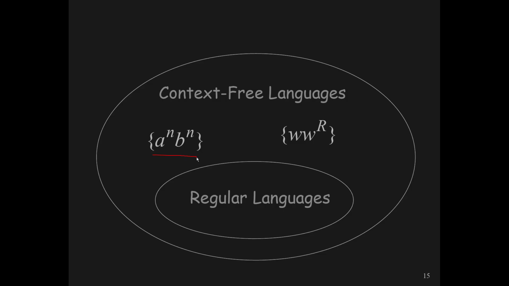So this is one example of them, and another example is palindromes, such as W and W reverse. Okay, that's what the R means. Just W in reverse.